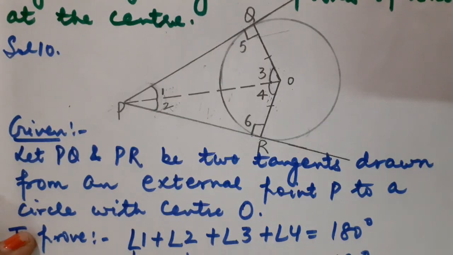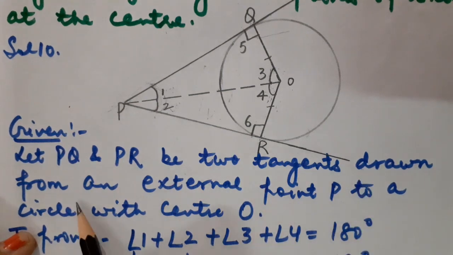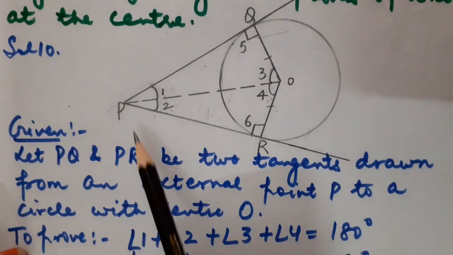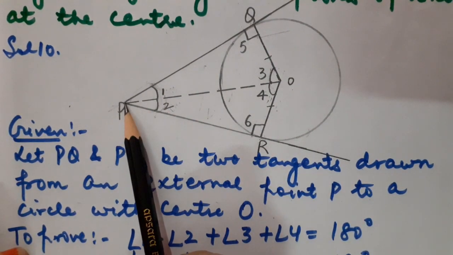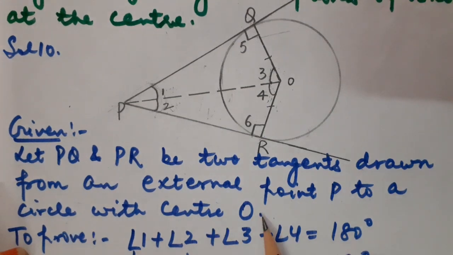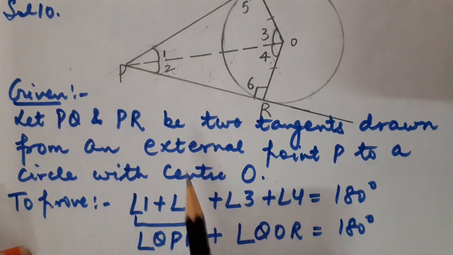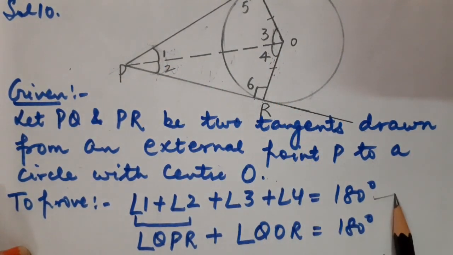So let us start its proof. What is given? Let PQ and PR be two tangents drawn from the external point P to the circle with center O. You can see PQ and PR are two tangents drawn from external point P to the circle with center O. I have just explained what I have to prove: that angle 1 plus 2 plus 3 plus 4 is equal to 180 degrees.